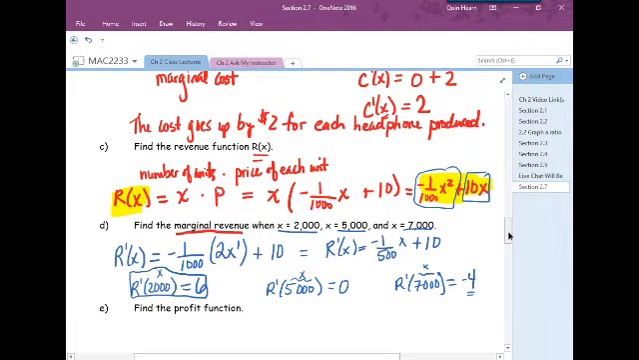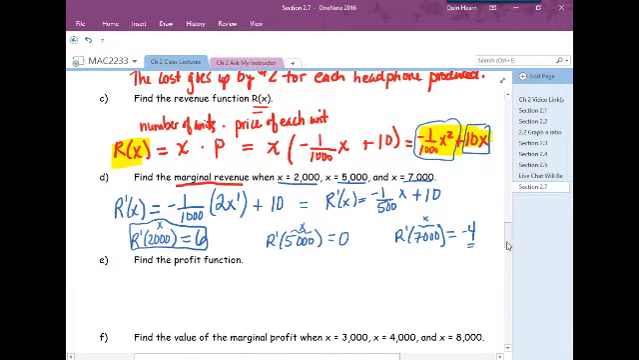But more important than revenue, the amount of money that you're bringing into your cash register, is your profit, right? Because you have to subtract from the revenue the cost, and that'll give you your profit function. In other words, P of X is equal to R of X minus C of X. So let's see what our profit function looks like.